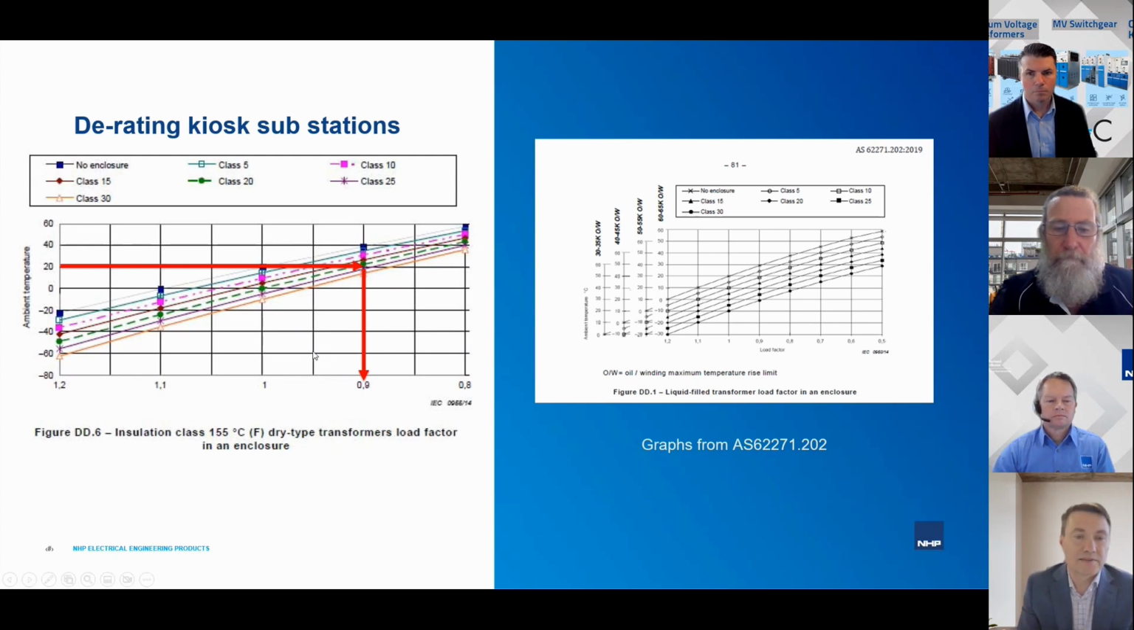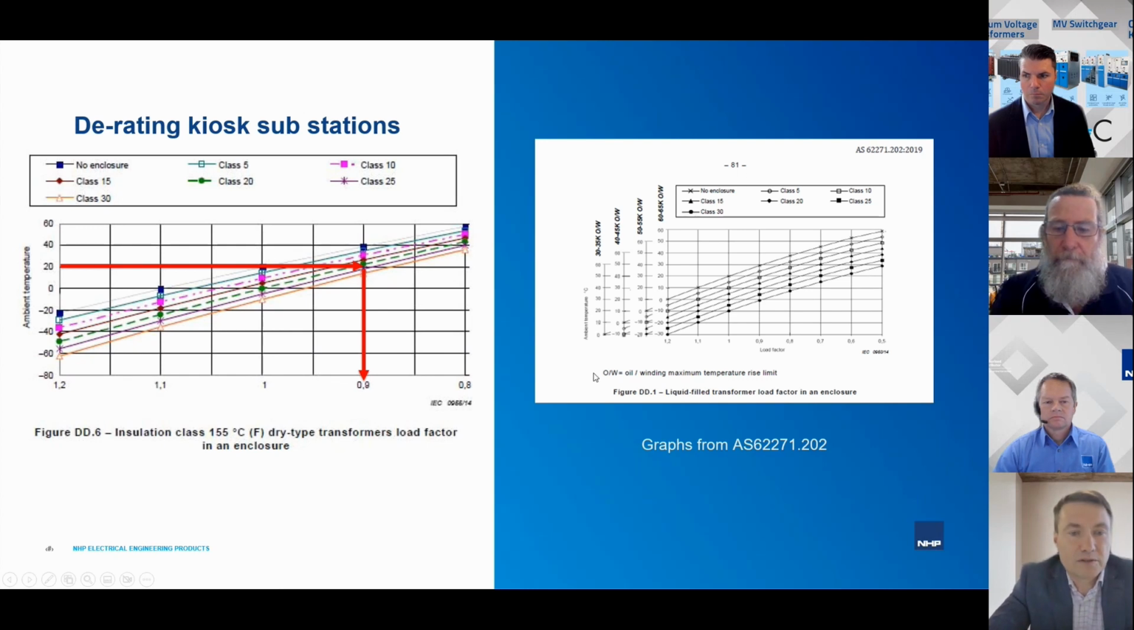Of course, you have to select; there are different graphs depending on the insulation class of the transformer itself. We selected here the graph for the insulation class F, which is typical for the cast resin transformers used in the industry, including NHP cast resin transformers. And there is another similar graph for the oil transformers on the right-hand side.